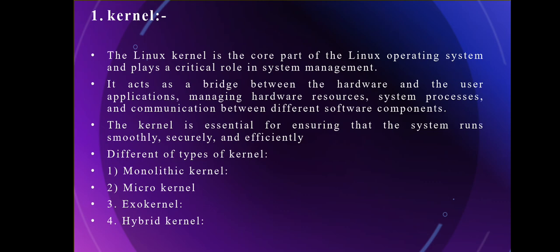Different types of kernel: monolithic kernel, microkernel, exokernel, hybrid kernel. Monolithic kernel is where all functions run in a single large block in kernel space. Microkernel is where only the essential parts run in the kernel space. Hybrid kernel is a mix of the monolithic and microkernel. Exokernel is a minimum kernel that gives more control to applications.